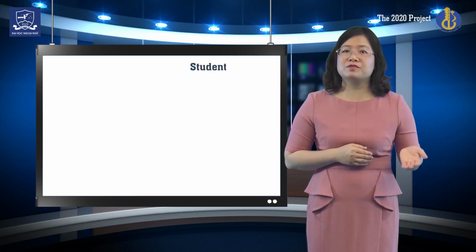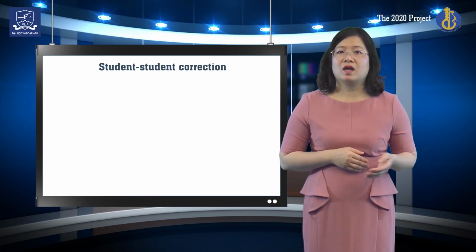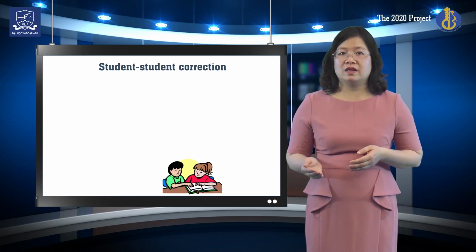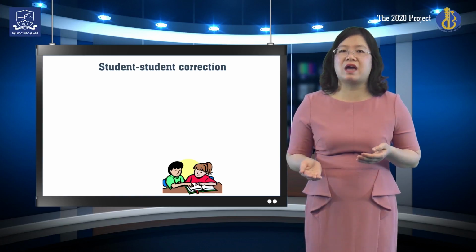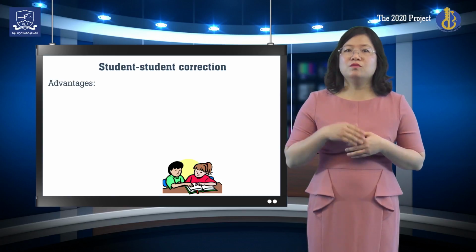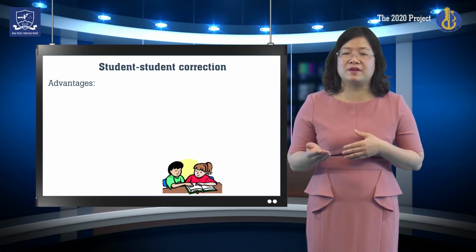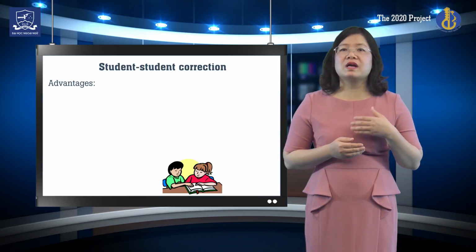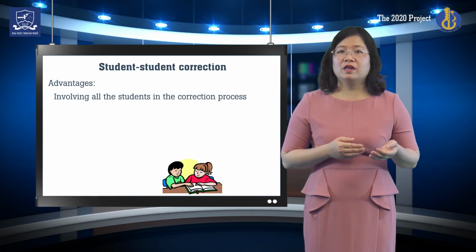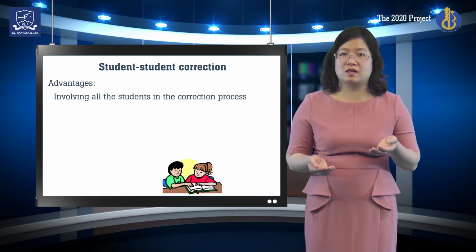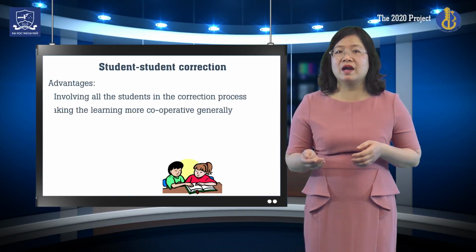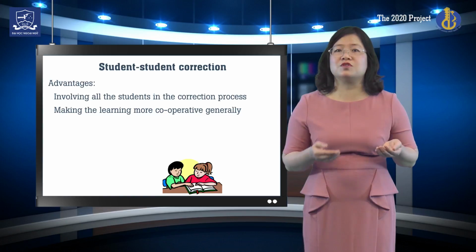Next, let's talk about student-student correction. Student-student correction is also another good choice in correcting students' errors. It really brings about many benefits. When students correct each other, it not only involves all the students in the correction process, but also makes the learning more cooperative generally.